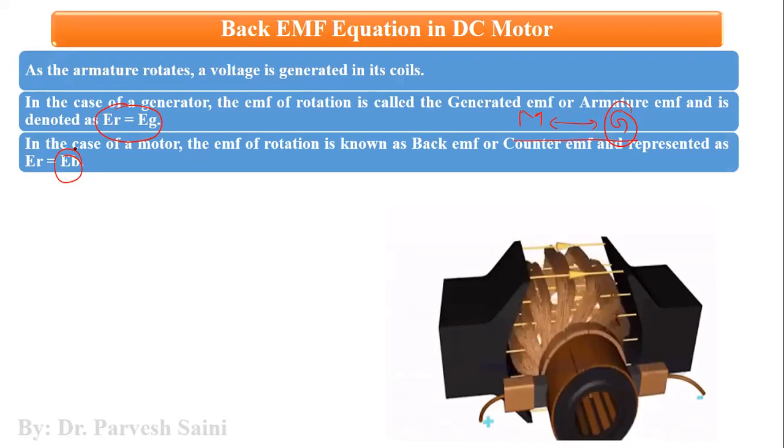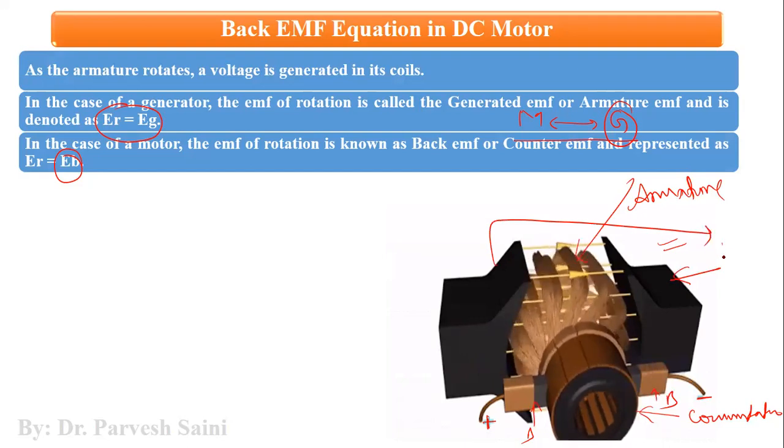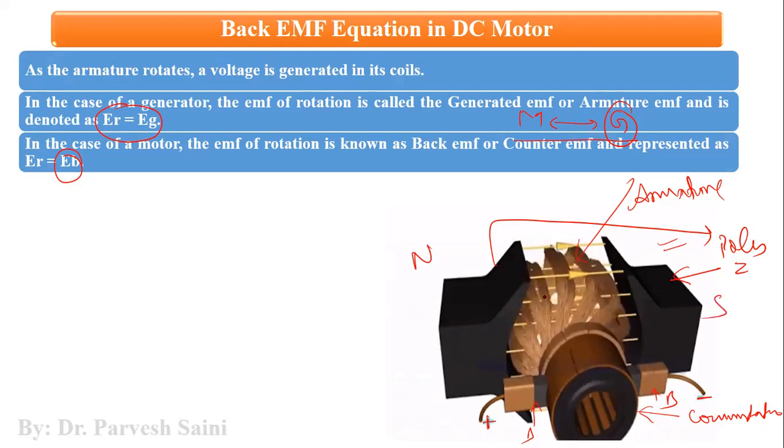Now, why does a DC motor generate back EMF? That you need to understand. As you can see in this animation here, now we have provided a supply. This is the plus terminal, this is the minus terminal. This is the commutator here, and these two are brushes, carbon brushes. This is the armature, and both are poles. This is a north pole and this is a south pole, because the direction of magnetic field is like this, as you can see.